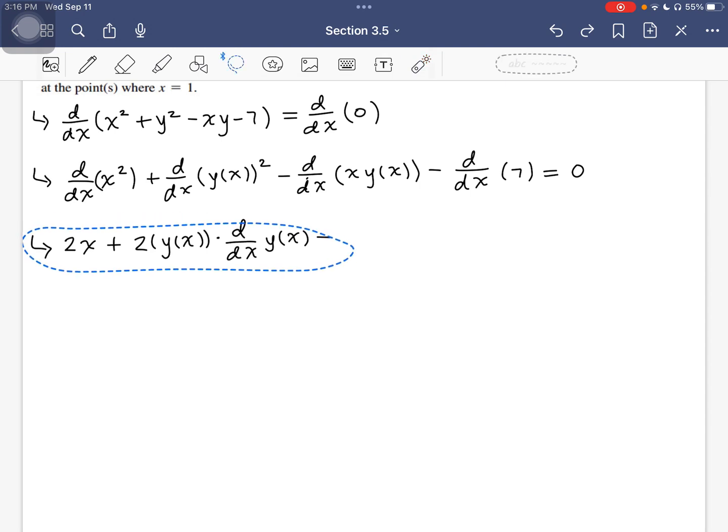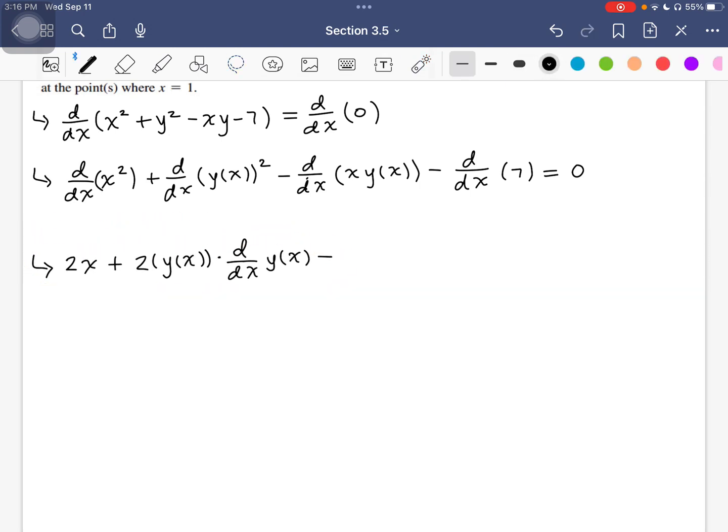So something to notice here is that we have the product of two functions. We have x times y. So this immediately tells us that if we want to find the derivative of the product of two functions, we're going to use the product rule. So our first function is x, and our second one is y of x.